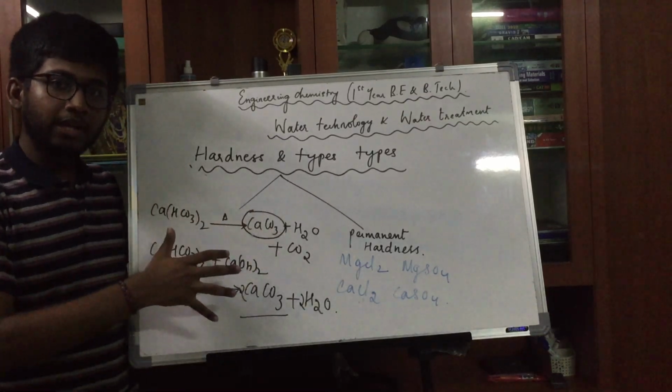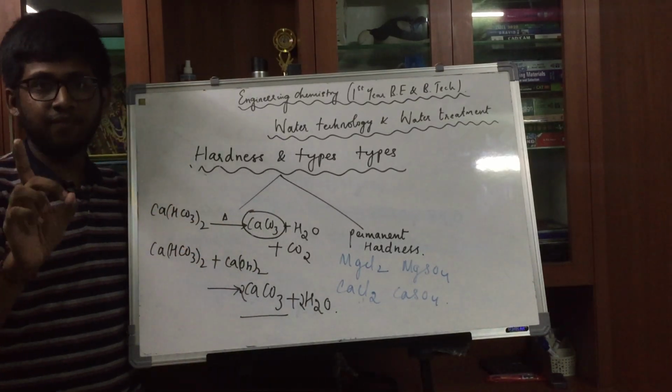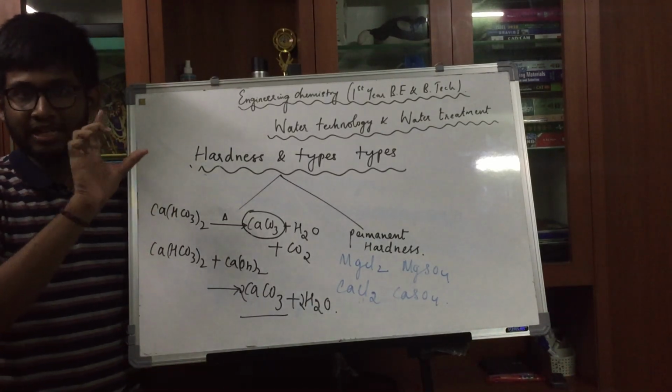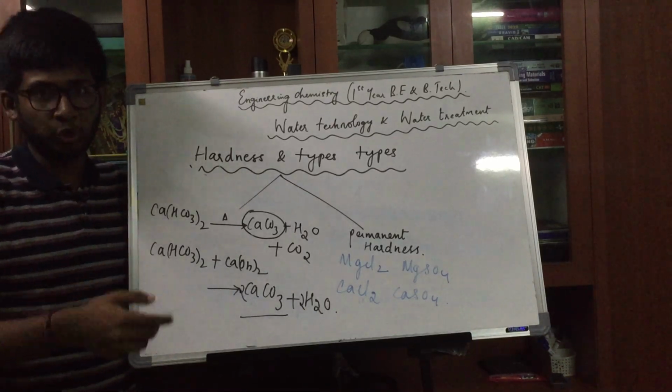And then for temporary hardness alone, it is nothing but heating. That's the first way. And the second way is Clark's method, which is addition of lime. So addition of lime is the thing which you do.